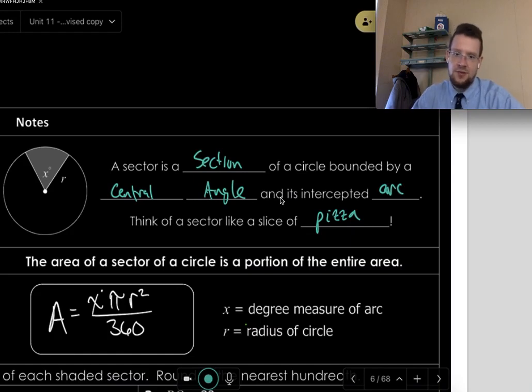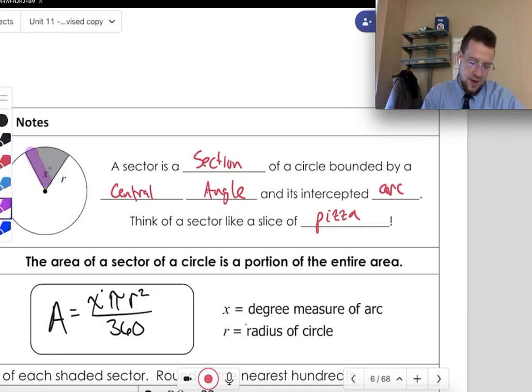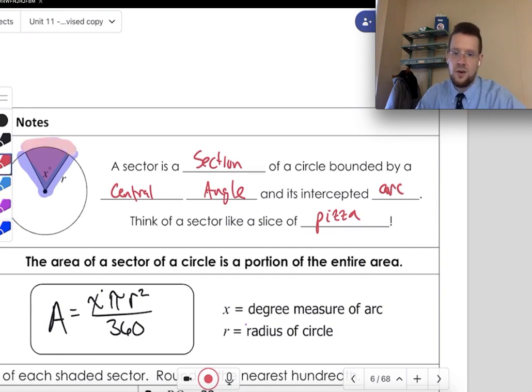Today we're going to continue looking at area, and this is the area of a sector. Let me turn off the invert mode so we can see what's being looked at. Our sector here is this shaded region. It's a section of a circle bounded by the central angle, which is the angle made from the center to the edges, and it is intercepted by the arc, which is this piece here. It's like a piece of New York style pizza.